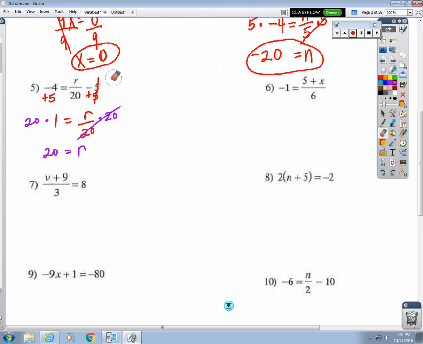Okay, then of course you can always check it. If you plug in a 20 right here, what's 20 over 20? And what's 1 minus 5? Negative 4.